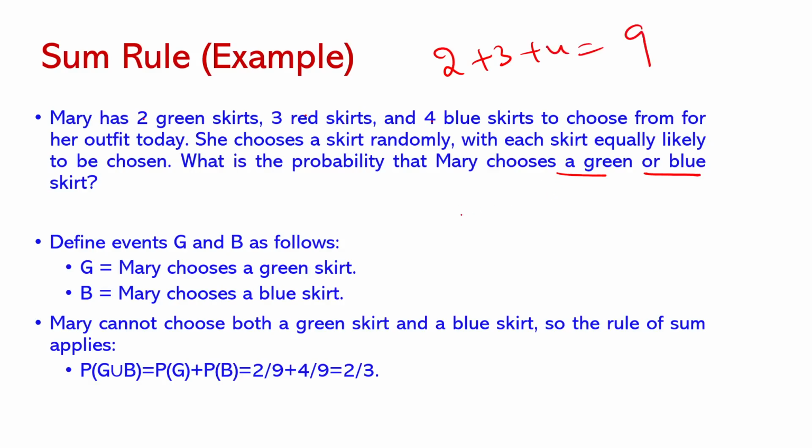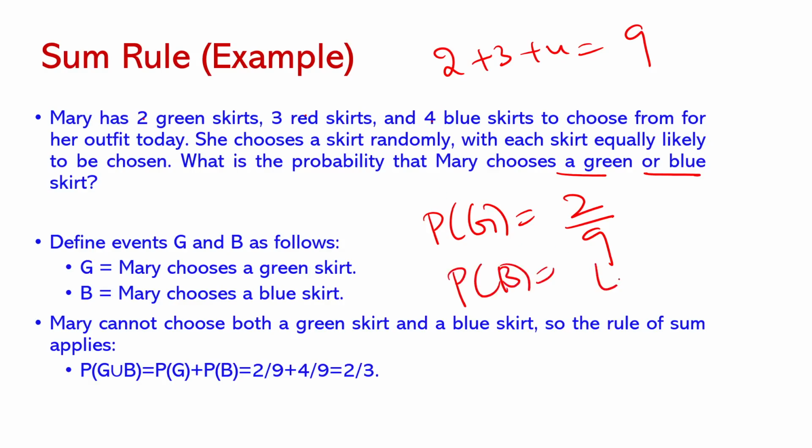Out of 9, what is the probability of choosing green? It is 2 by 9. What is the probability of choosing blue here? 4 by 9, because this is the chance of getting it. What is the chance of getting blue? 4 by 9. What is the chance of getting green? It is 2 by 9. Out of 9, choosing 2, right? And are they mutually exclusive? Can they both happen at the same time? No. She can choose only one skirt at a time, not two.